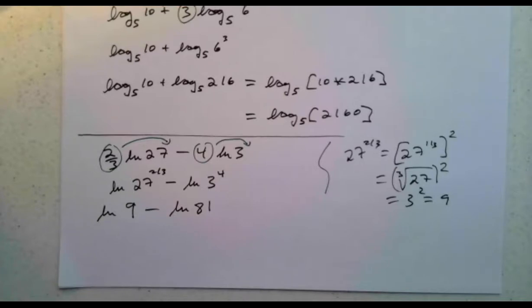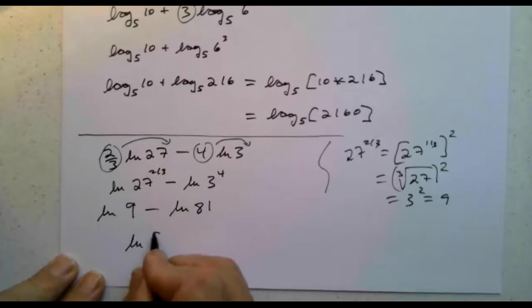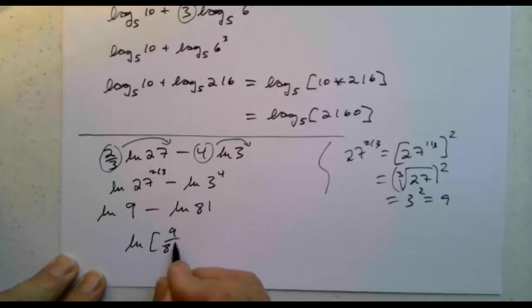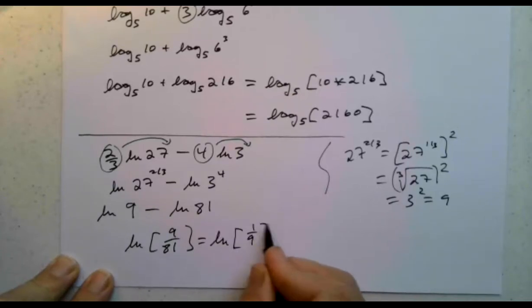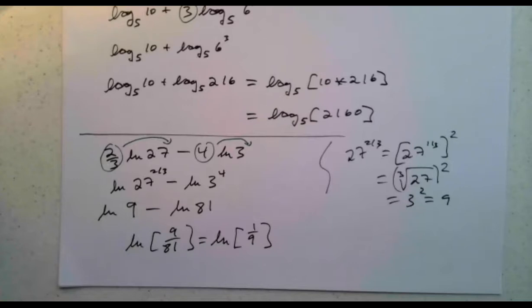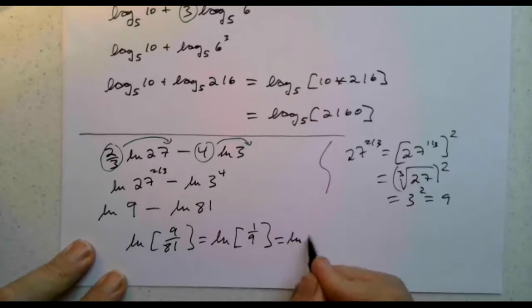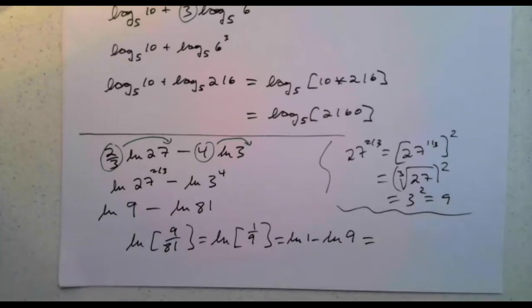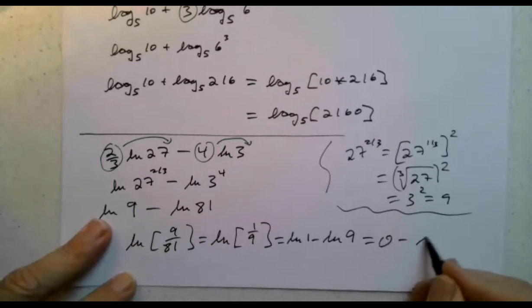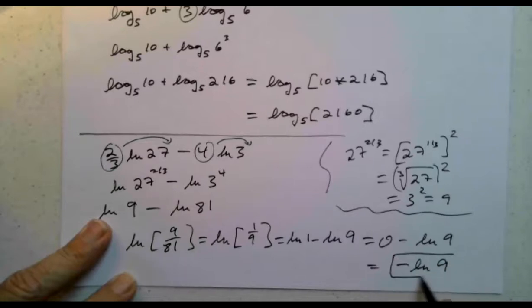And the difference of the logs is the log of the quotient. So this in turn equals log of 9 over 81, which reduces to natural log of 1 over 9, which again, I can still work on a little bit, right? I can still work on this because this is natural log 1 minus natural log 9. Natural log 1 is 0, right? E to the 0 equals 1. 0 minus natural log 9, and the result I get is minus the natural log of 9.